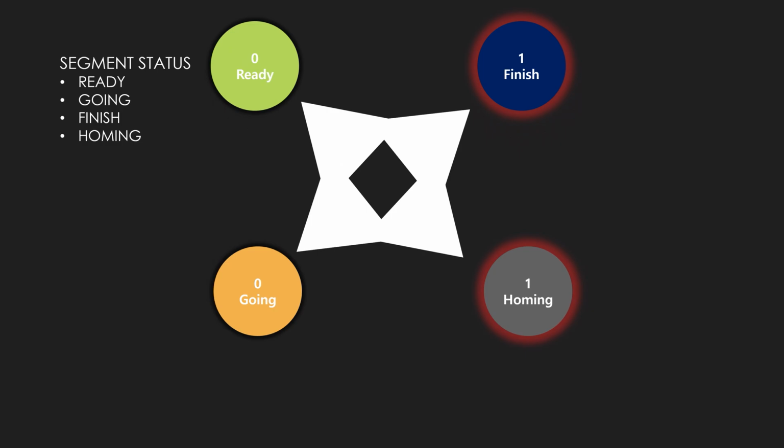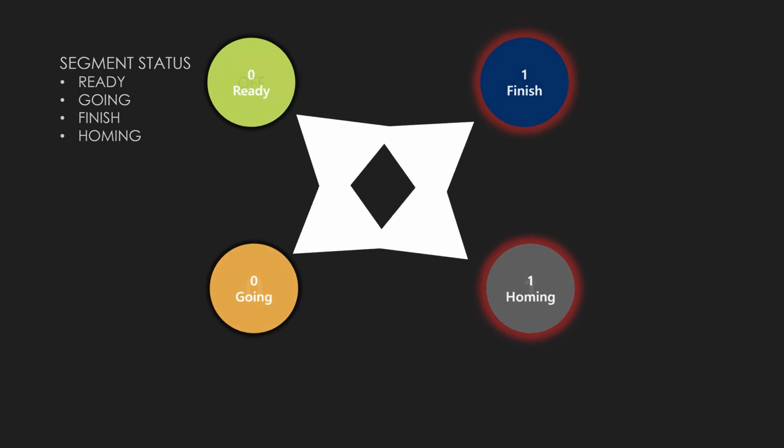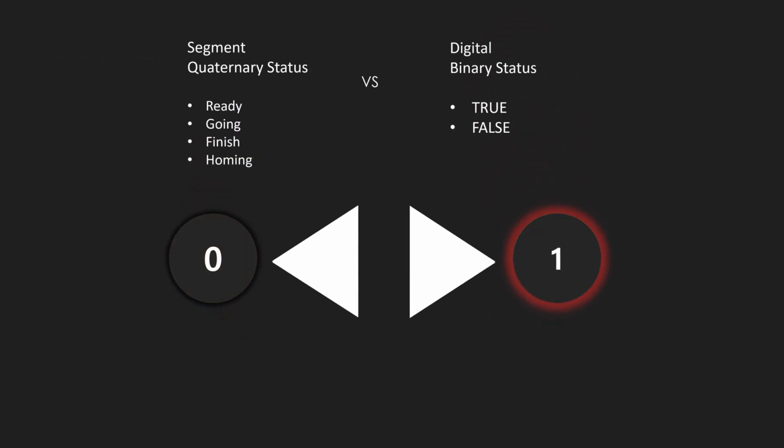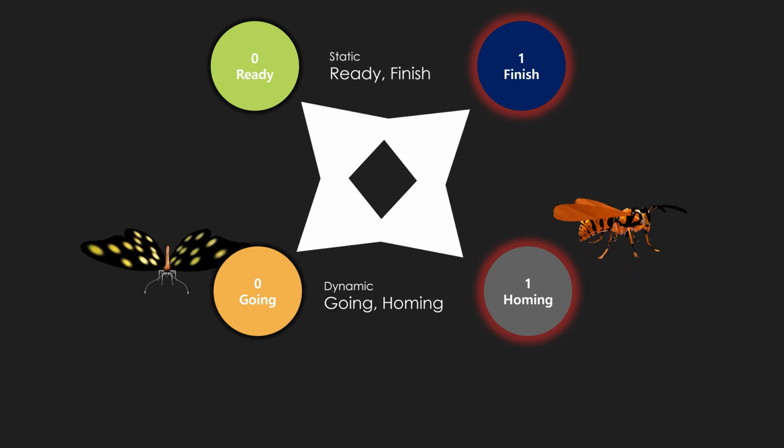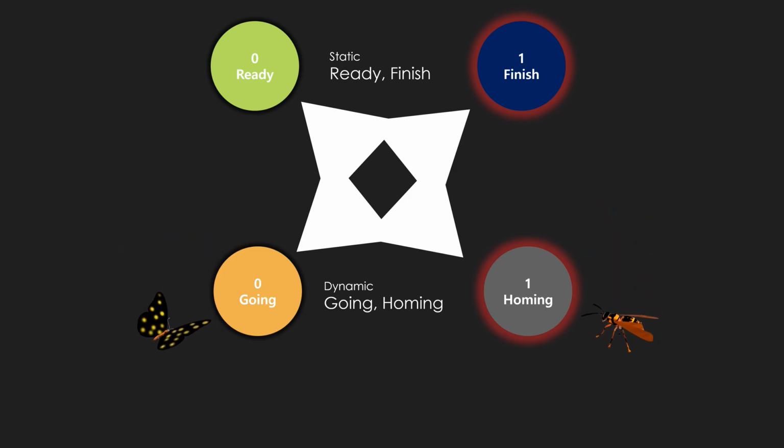The action value is a value of 0 or 1, but depending on causality, it can be interpreted in 4 states: ready, going, finish, and homing. Now, if we compare the digital memory state and the behavior state, there is a difference between a basic unit of a binary system and a quaternary system. Although the action value is 0 or 1, it is a characteristic of the DTS language that dynamic change due to causality is also interpreted as a state.